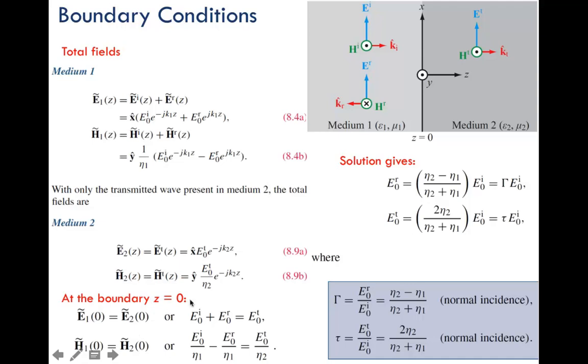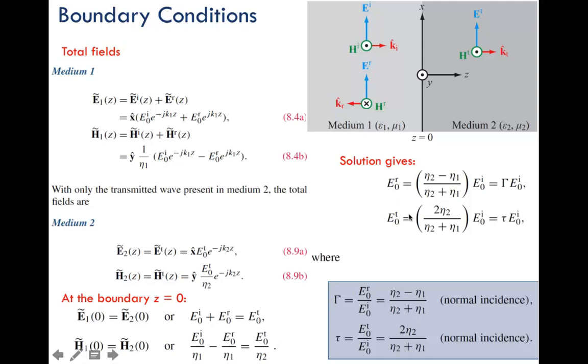We do that at the boundary at z equals 0, meaning all of these exponential terms are going to go to 1. And from that, we get that E incident plus E reflected has to equal E transmitted. We get that E incident over eta 1 minus E reflected over eta 1 has to equal E transmitted over eta 2. So combining these two equations and doing a little bit of algebra, you can get the reflected and the transmitted field in terms of the incident field.